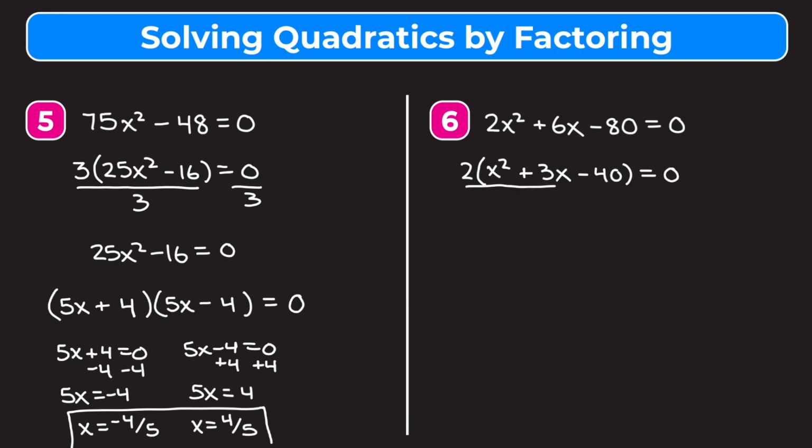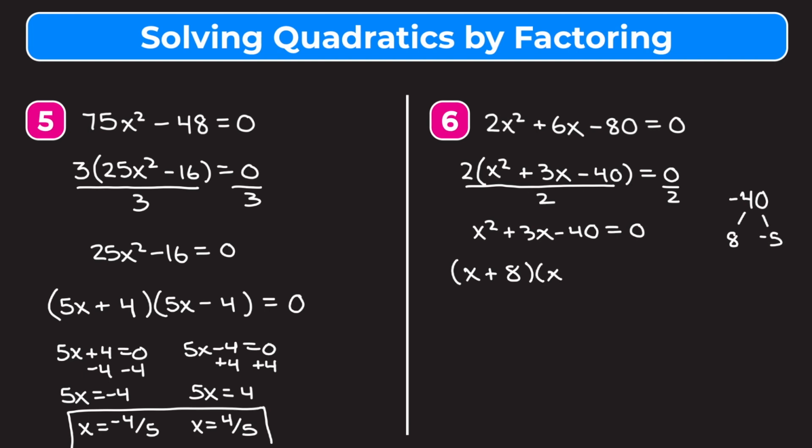I'm going to divide both sides by 2 to get rid of it on the outside. On the left side, the 2's cancel out. They go to 1. So I'm left with x squared plus 3x minus 40. On the right side, 0 divided by 2 is 0. And now I want to factor this by thinking of two numbers that multiply to negative 40 and add to positive 3. And if you think about that, we should get positive 8 and negative 5. So we can write our two binomials as x plus 8 times x minus 5. And this is equal to 0.